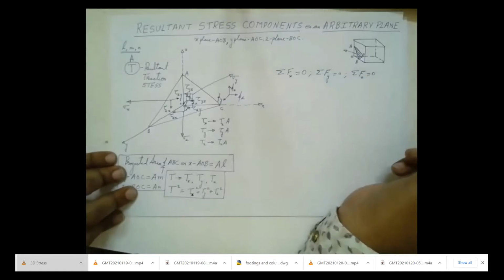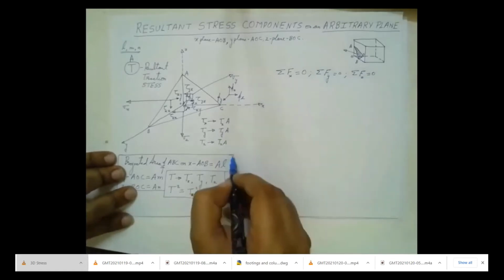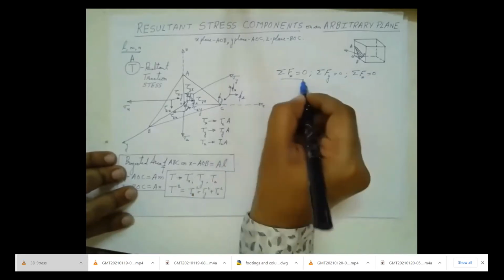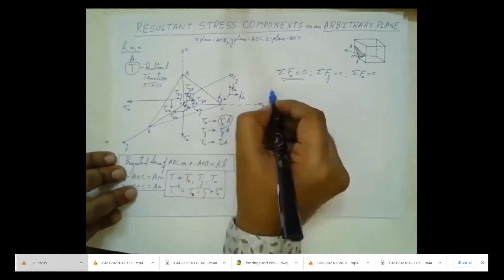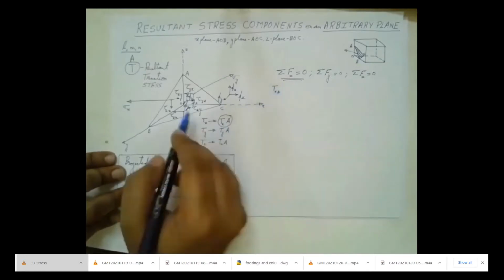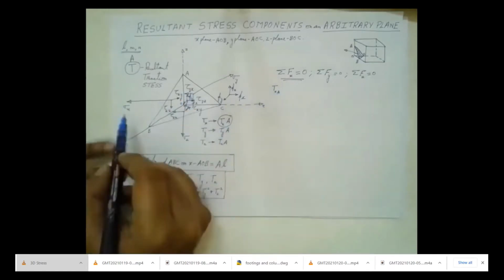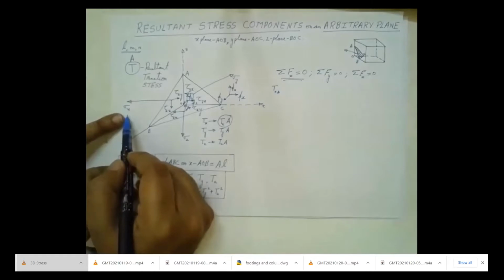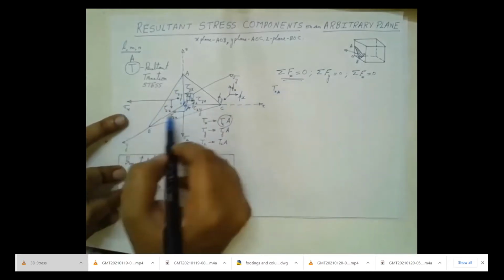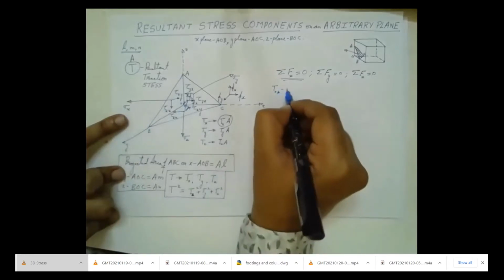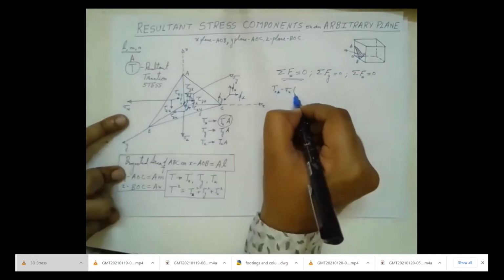Now considering the first case, sigma fx equal to 0. We know the first force, the resultant force Tx into A in the x direction, so we will write that first. Then we will consider all the x direction forces. One is sigma x, and we have to multiply that by area. The area of AOB is A into L. So minus sigma x into A into L.